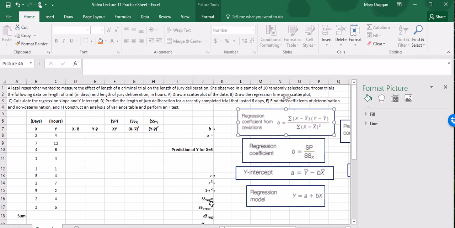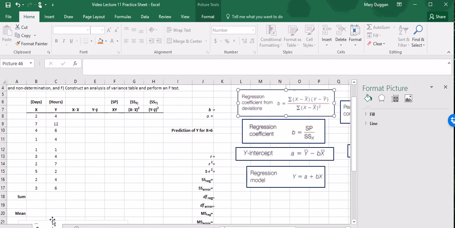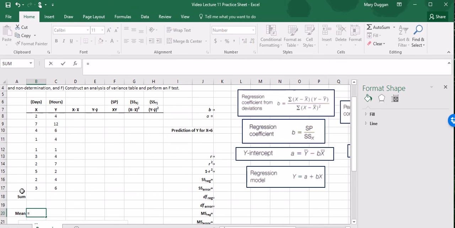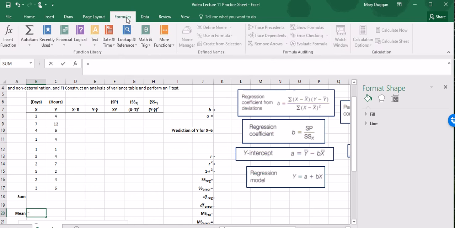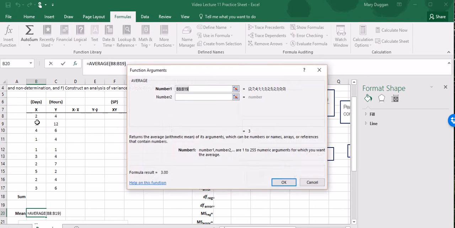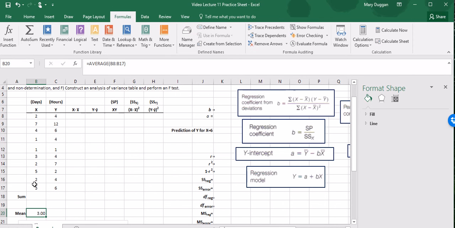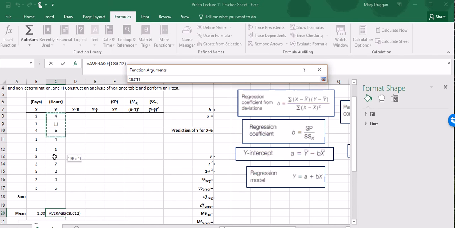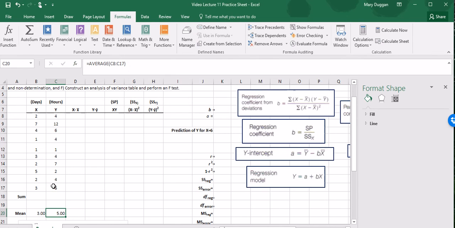So the first thing I'm going to do is find my means. Simple enough, equals, formulas, insert function, average. And I'm going to select all these and hit return. So the mean for the number of days is 3. And I'm going to do average. And the mean for the number of hours is 5. Okay, so far so good.